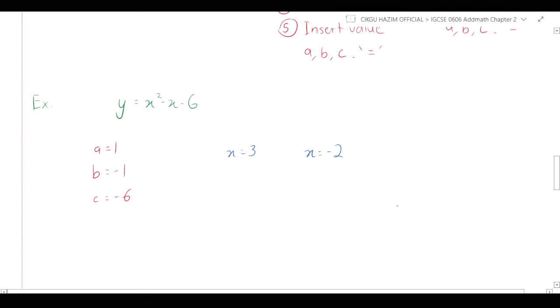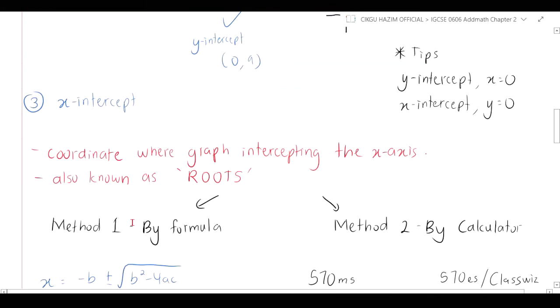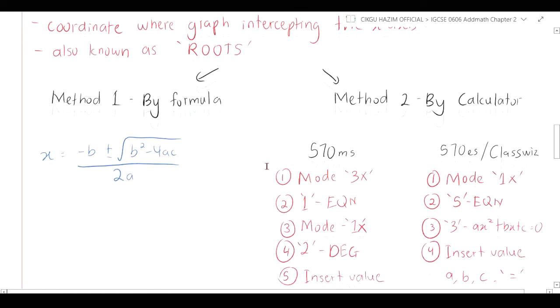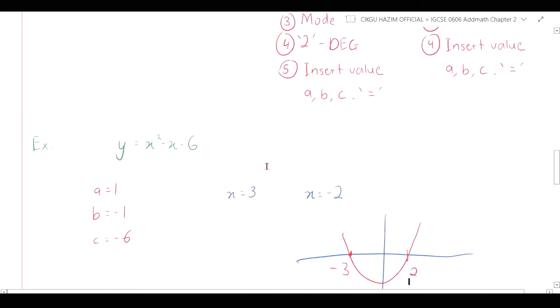Isn't it kind of easy and obvious? So if you have the graph here, just as an example, that means your graph has x-intercepts at 3 and -2. That's quite obvious. So that's how we find the x-intercepts, which are the roots. You can try to use the formula, but I'm just showing you the calculator, a quicker method.